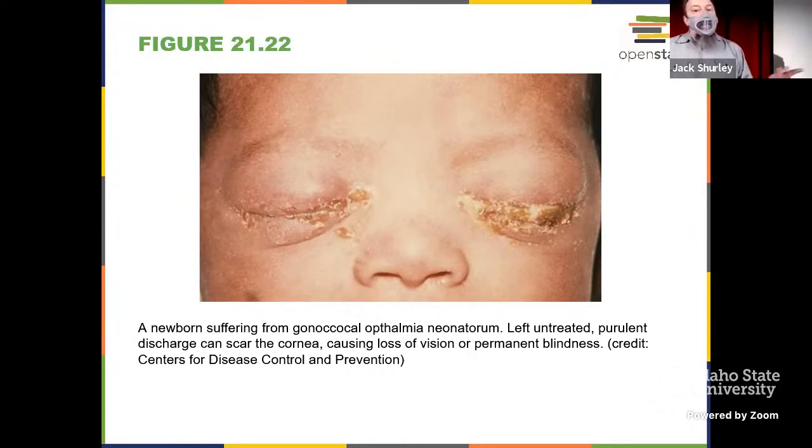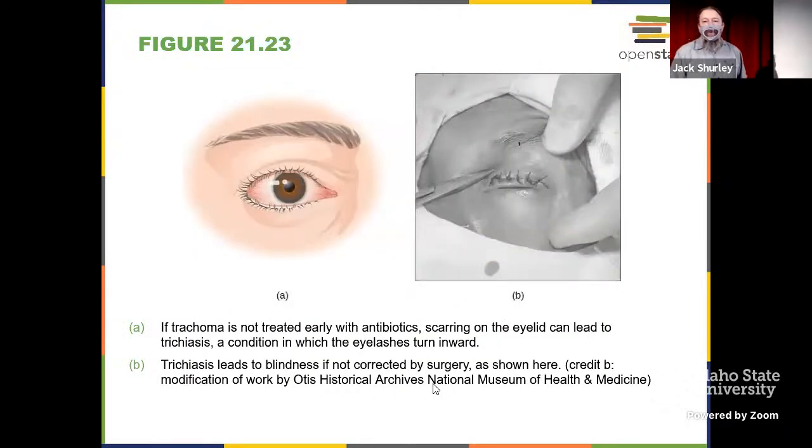So ultimately, if nothing is done, it can result in permanent blindness. So serious issue. And it's still a type of conjunctivitis. It's just a little bit different and definitely more severe than thinking Haemophilus causing the pink eye that's common.